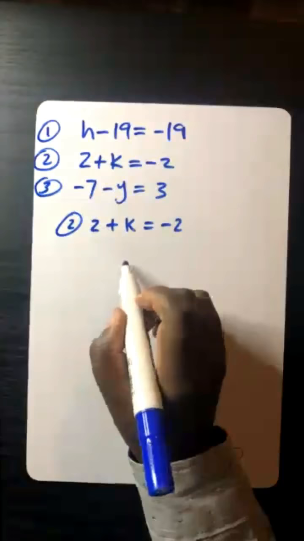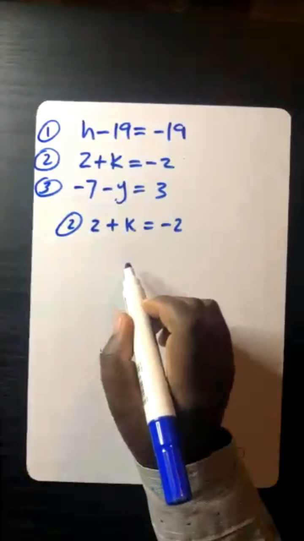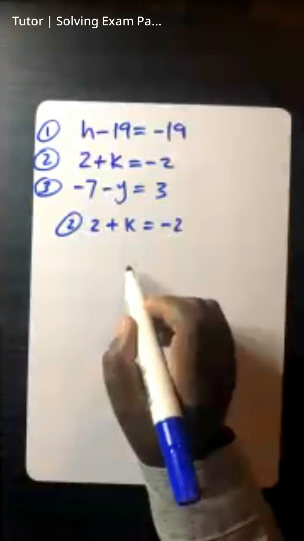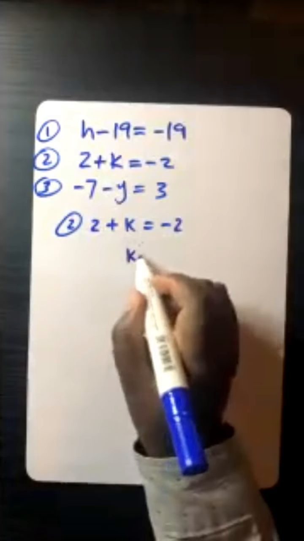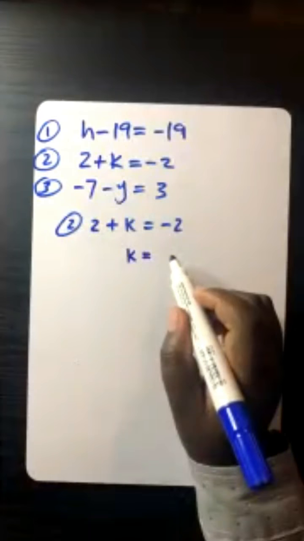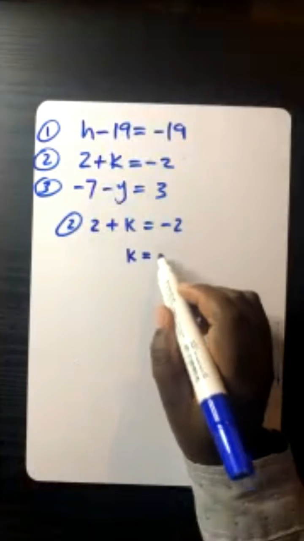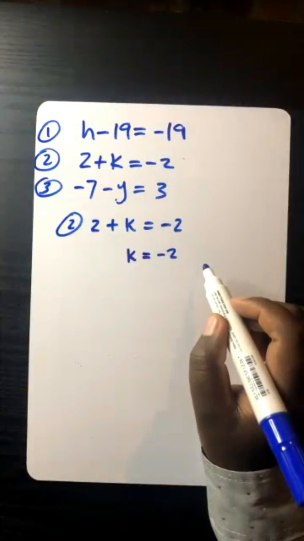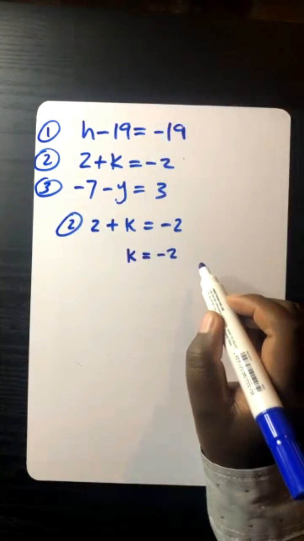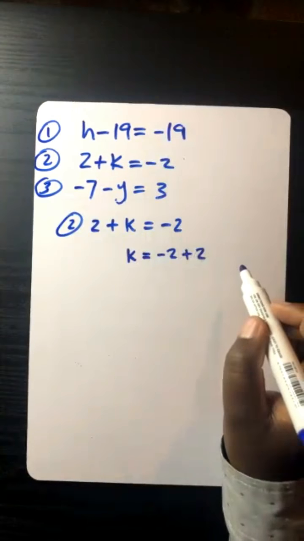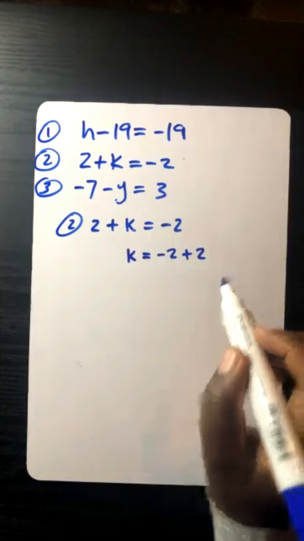Then what do I write on the left side of the equal sign? You have to write k equals. So k is equal to negative 2 plus positive 2, like that, right? Yes, sir.